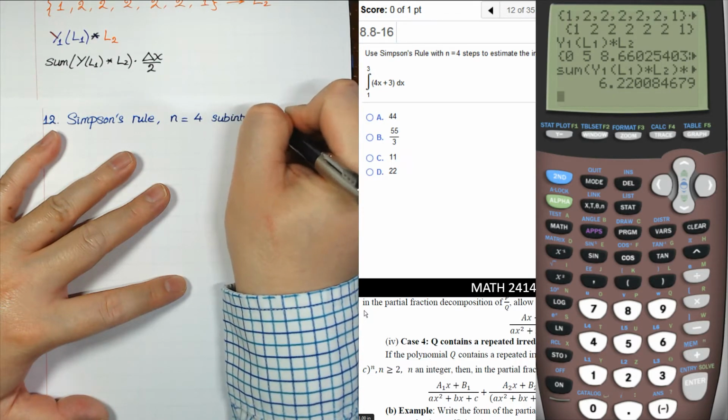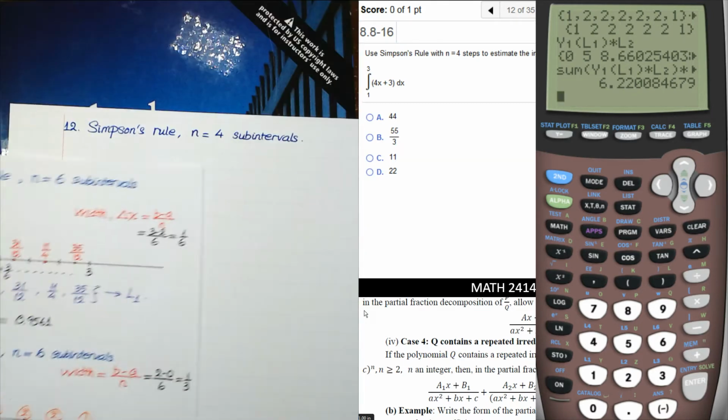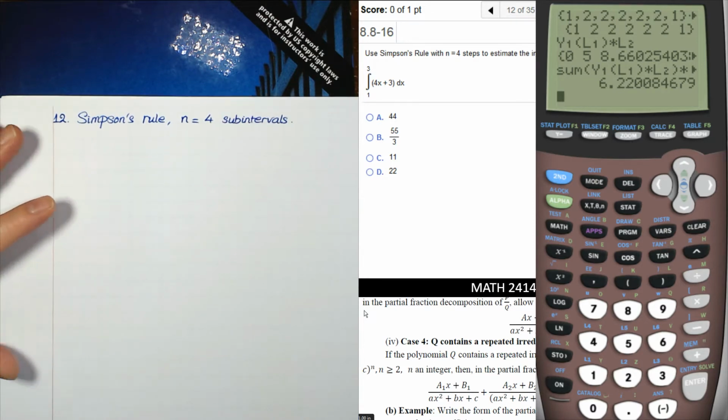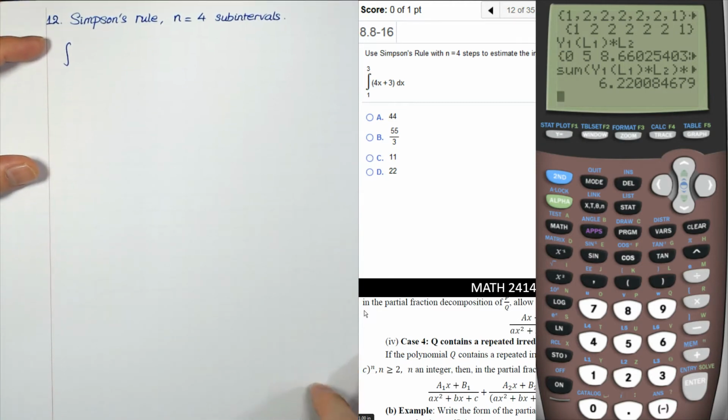Right. By the way, I'm not sure if the answer is this, because they might mean 4 steps differently than the way I call it in class.